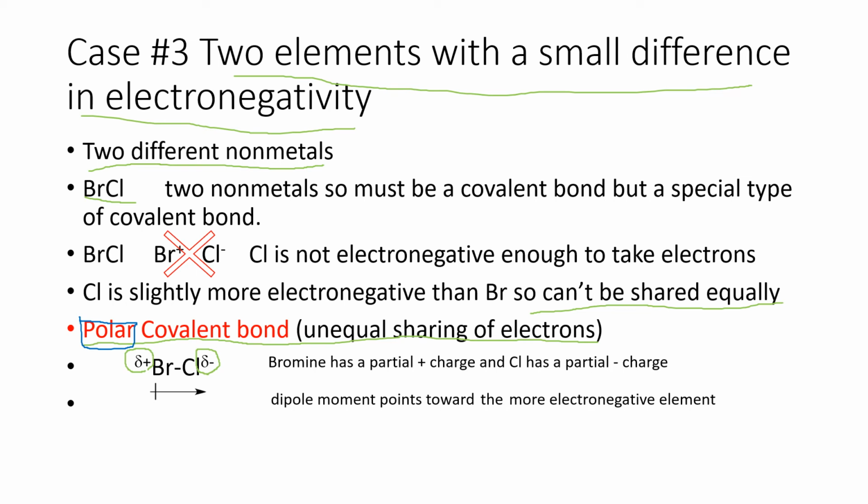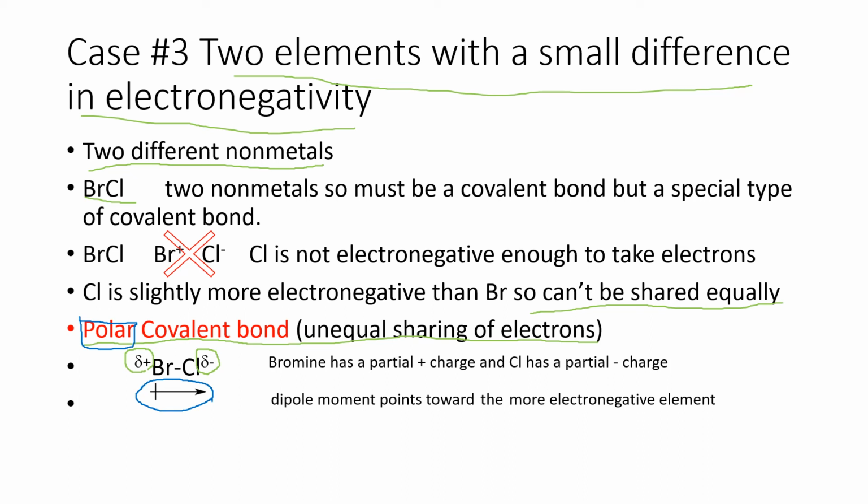So besides denoting this with the delta plus and the delta minus, there's also something called a dipole moment. I want to show you what that means for this type of molecule. For a dipole moment, what you do is you draw an arrow towards the more electronegative element. So here's the dipole moment for BrCl. It's pointed at that more electronegative element. That's kind of showing where the electrons are being pulled to.